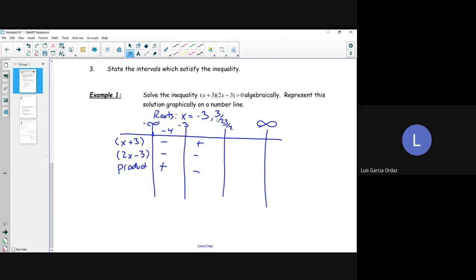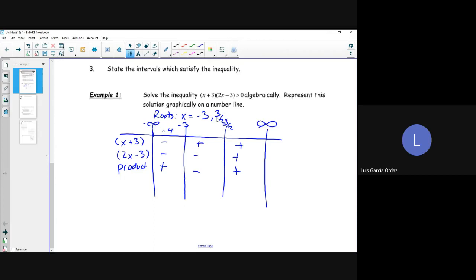Okay. And last but not least, we have the interval between 3 over 2 and infinity. Pick a number between those. 5. So 5 plus 3 gives us positive. If we sub in 5 for 2x minus 3, still gives us positive. So a positive times a positive gives us a positive.